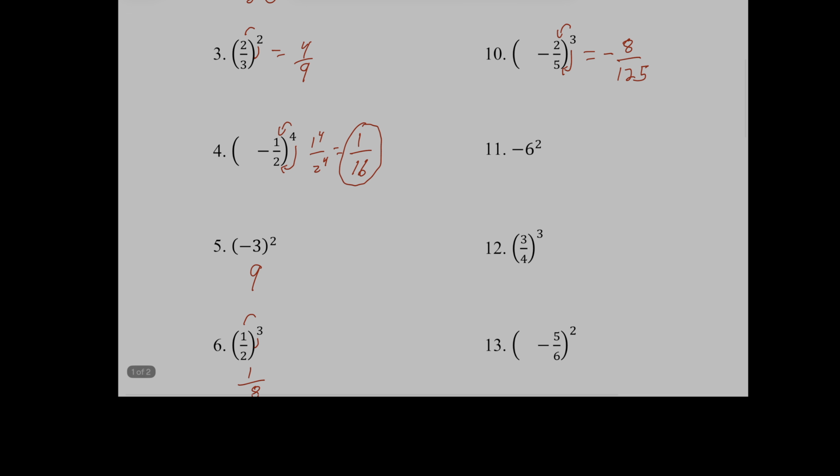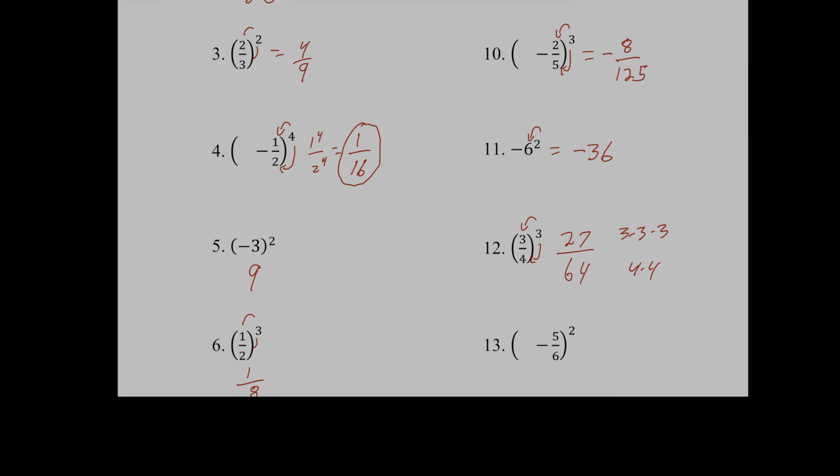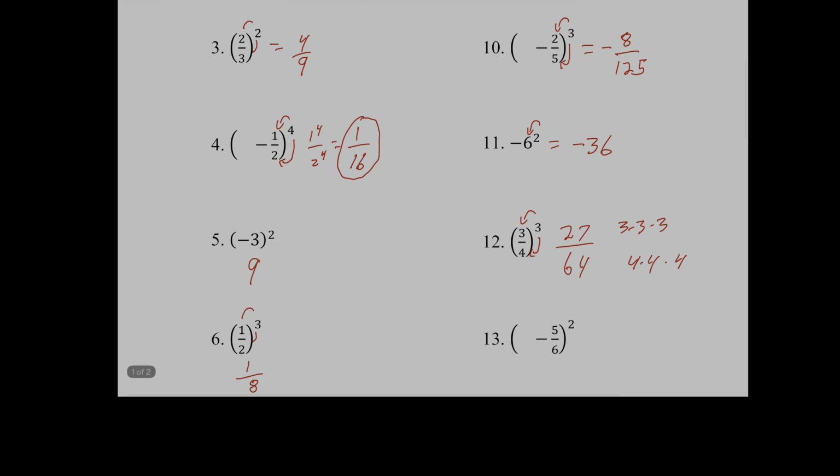This one, the square only goes to the 6, not to the negative. So this one's going to be a -36 because I only have the one negative sign. On this one, the 3 is going to go top and bottom. 3 cubed is 27. 4 cubed, do you know? It's 64. How to get that? 3 times 3 is 9. 9 times 3 is 27. 4 times 4 is 16. 16 times 4 is 64.